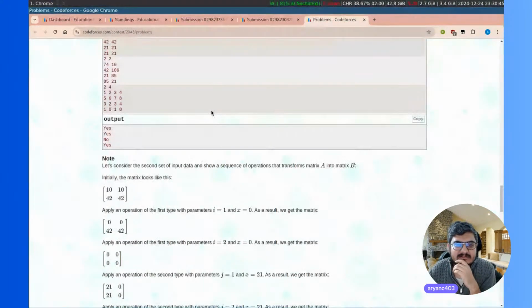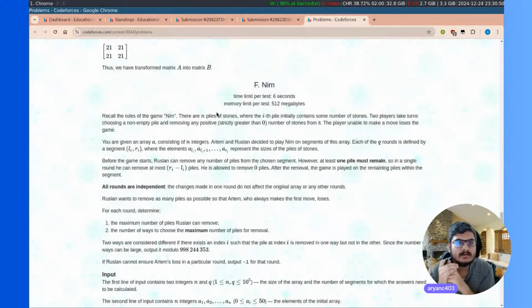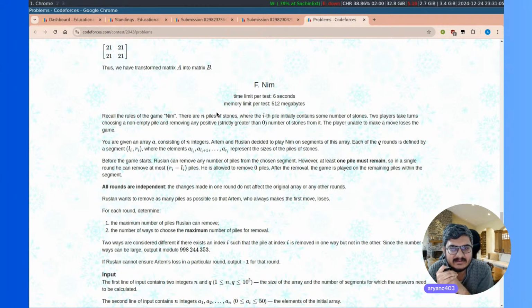Okay, problem F says, recall the rules of game Nim. There are n piles of stones where the ith pile initially contains some number of stones. Two players take turns choosing a non-empty pile, removing any positive number of stones from it. A player unable to make a move loses the game. You are given an array A consisting of n integers. Artem and Ruslan decide to play Nim on segments of this array.